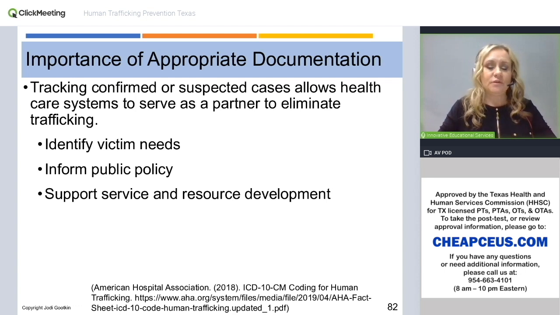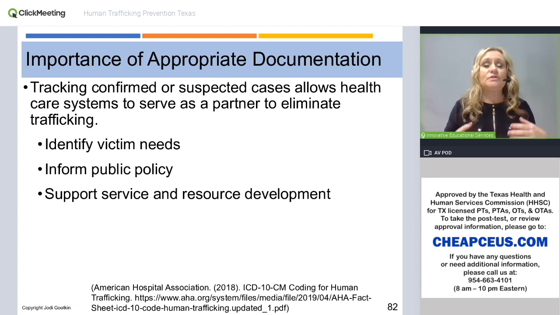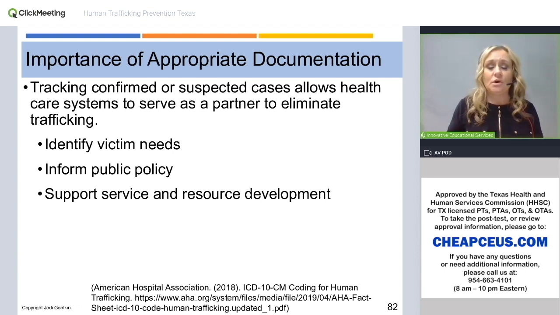Documentation plays several different roles in the big picture of human trafficking. It allows better data to be collected to get information specifically in that area, what services might be needed for victims, who the potential victims are, so that the community can be educated to also be aware. It allows us to play a role in being part of the solution. It can inform public policy and also help with that resource development.